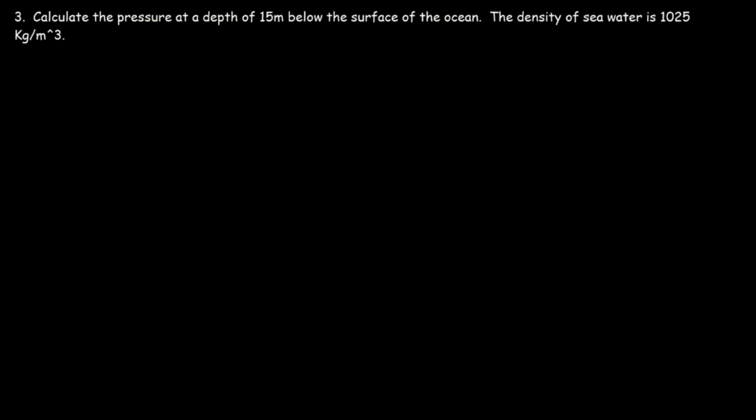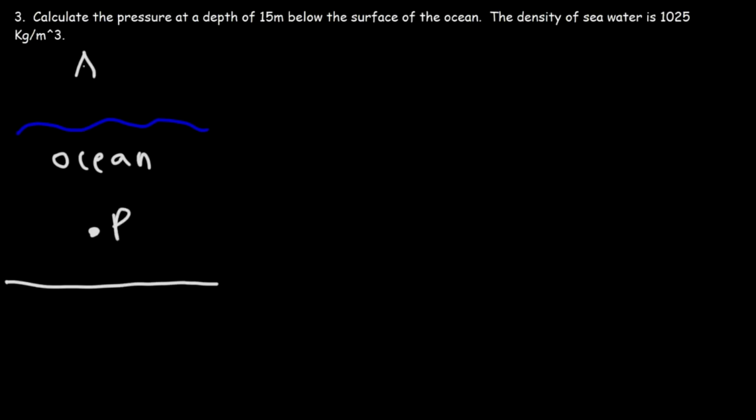Number 3, calculate the pressure at a depth of 15 meters below the surface of the ocean. The density of seawater is 1,025 kilograms per cubic meter. So go ahead and try this problem. So let's begin by drawing a picture. So let's say this is the ocean. Now, let's say this is the ground surface, and we want to find a pressure at this point.